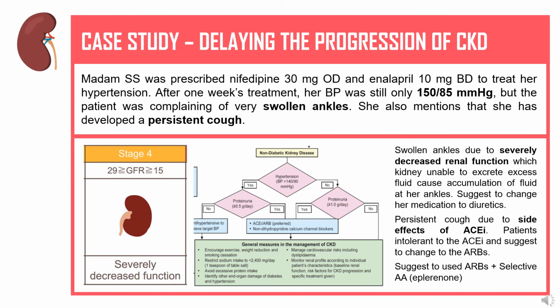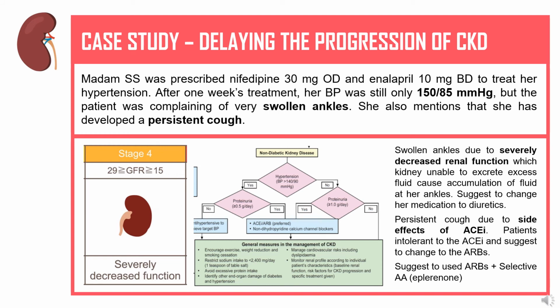Let's discuss our case study again. As mentioned before, Madam SS was prescribed nifedipine 30 mg OD. This nifedipine is a dihydropyridine calcium channel blocker, which is thought not to have any anti-proteinuric effect. Besides the nifedipine, Madam SS also received enalapril 10 mg BD to treat her hypertension. This enalapril 10 mg BD is an ACE inhibitor.